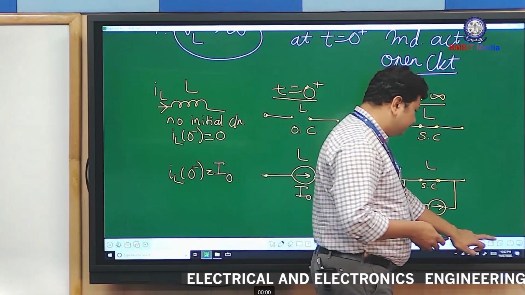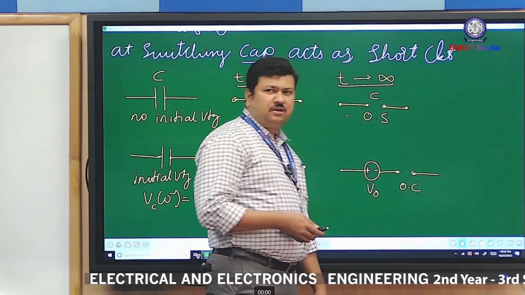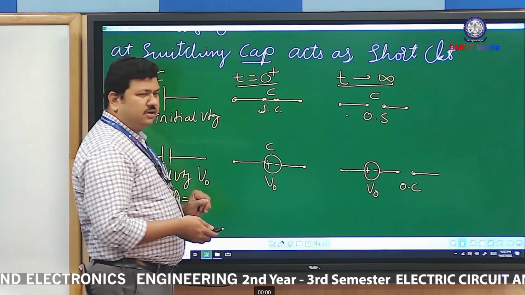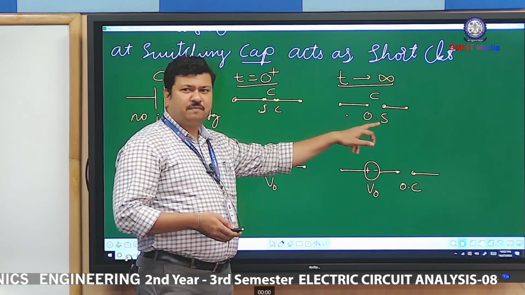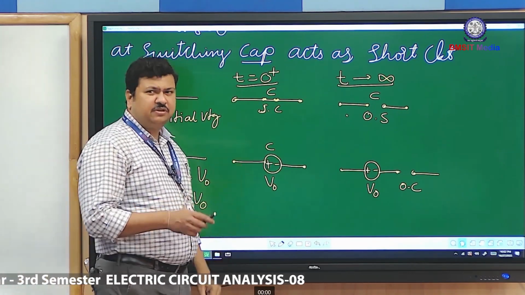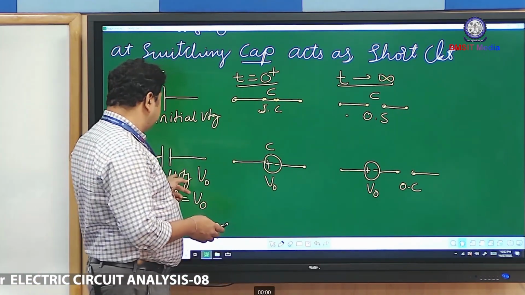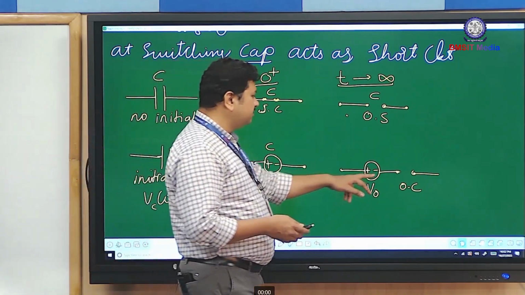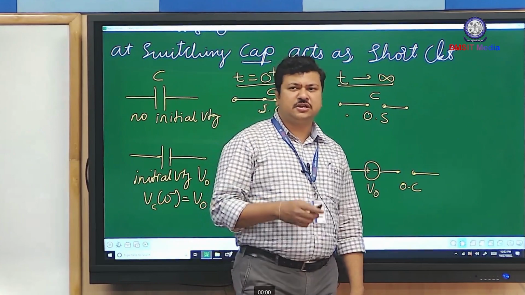On the contrary, capacitor behaves complementary to the inductor. Under steady state condition, capacitor behaves as open circuit, and under transient condition, capacitor behaves as short circuit. If there is some initial voltage present, then capacitor behaves as voltage source under transient, and it behaves as voltage source in series with open circuit under steady state condition.